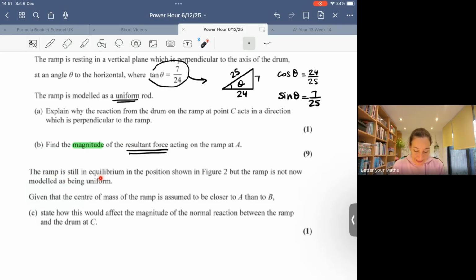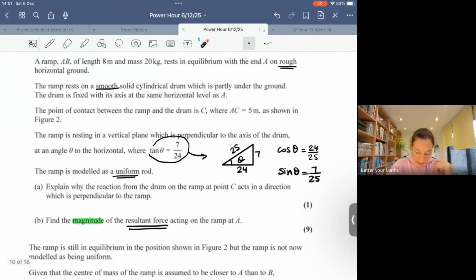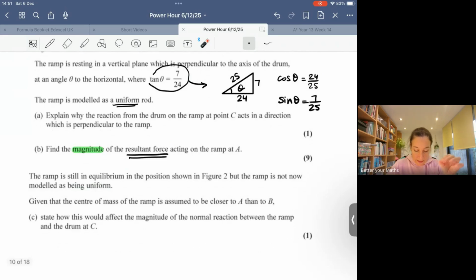Then the ramp is still in equilibrium in the same position, but the ramp is now not uniform. For a uniform rod, we put the weight in the middle. If it's not uniform, it will be somewhere else. It says, given that the center of mass of the ramp is assumed to be closer to A than to B, so this weight was in the middle, but the center of mass is now closer to A. And it says, state how this would affect the magnitude of the normal reaction between the ramp and the drum.